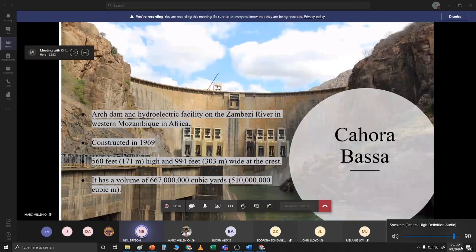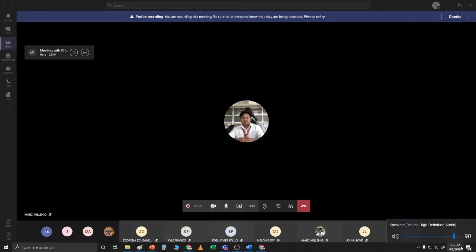The next one po yung Cahora Bassa Dam. So, ito po ay arch dam at hydroelectric facility na na-build sa Zambezi River in Mozambique na Africa po. Kinonstruct po siya in 1969.